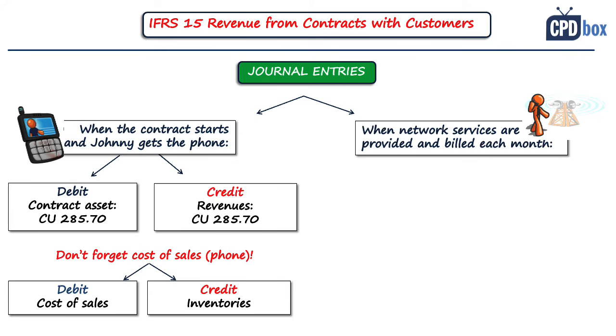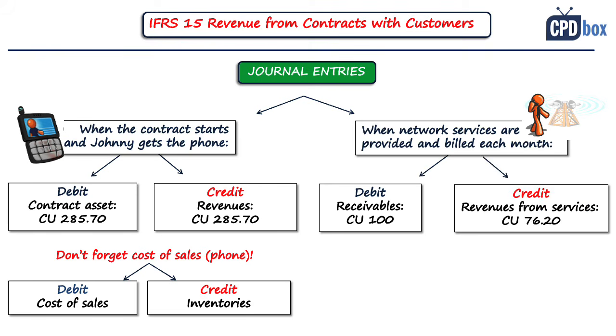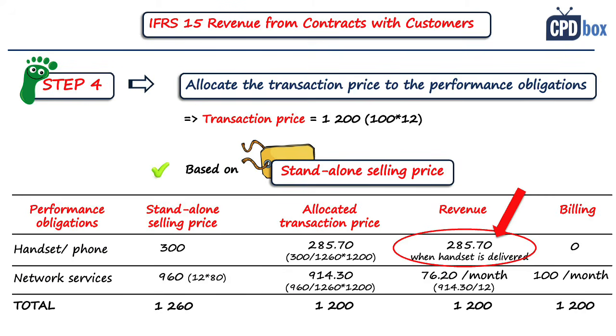Now, what about monthly services? In this type of services, it's okay to book revenues on monthly basis together with invoice. So you need to debit receivables because you actually send invoice to Johnny with 100. And then you recognize monthly revenues from network services of 76.20 currency units, not 100, because a part of it relates to the phone. And again, the number 76.20 comes from the allocation in step number 4. You can see it right here.